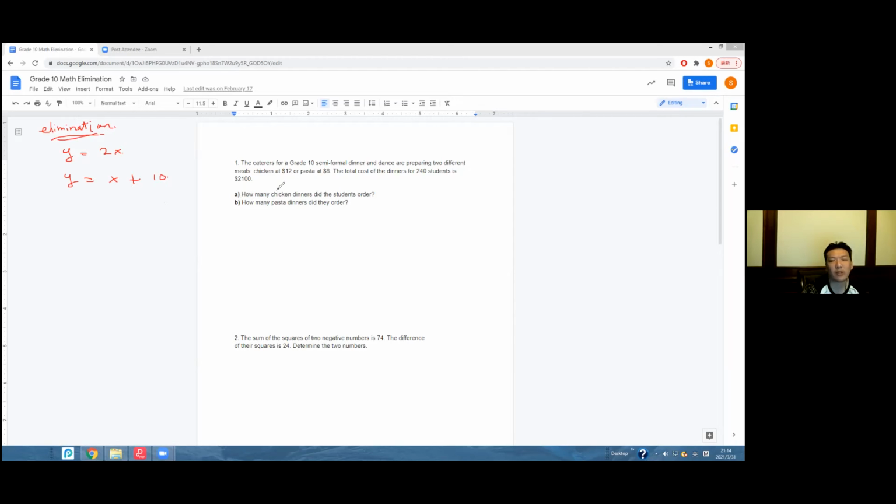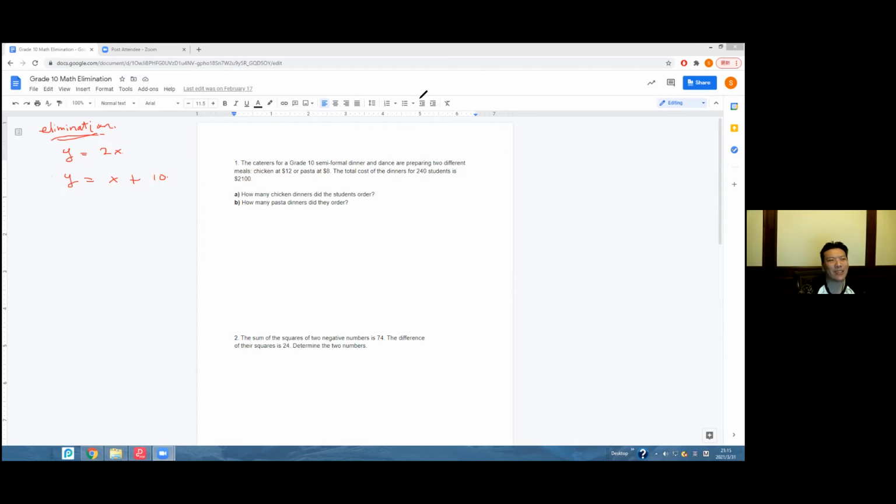And how we do it is we line the two equations up, one on top and one on the bottom. Then we make sure that either the x or the y has the same coefficient, and that's a number in front of them, okay? So in this case, this x has a 2 and this x has a 1. So if we wanted to eliminate the x, we would have to multiply the entire bottom equation by 2, so that we can end up with 2y equals 2x plus 20. That way, when I subtract these two equations, I can eliminate the x.